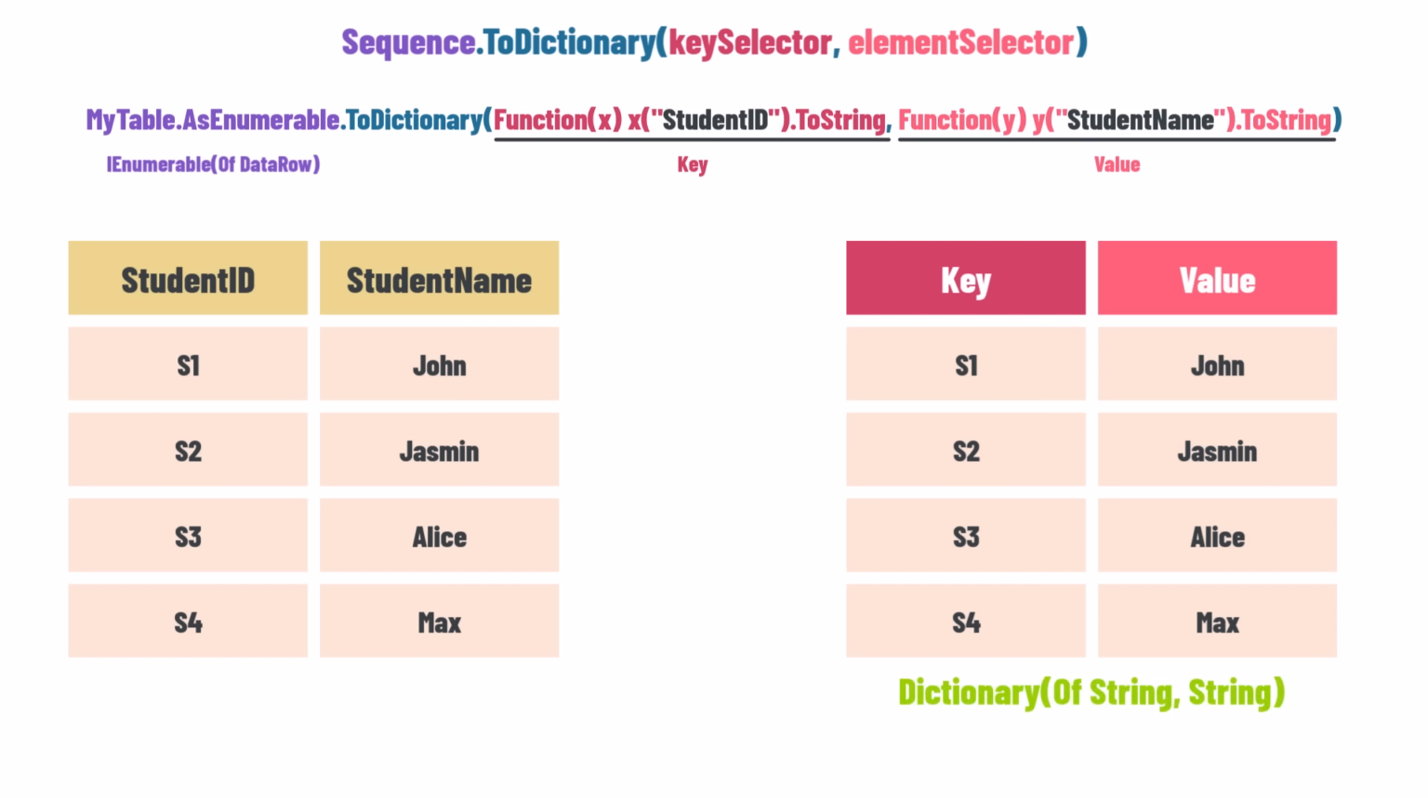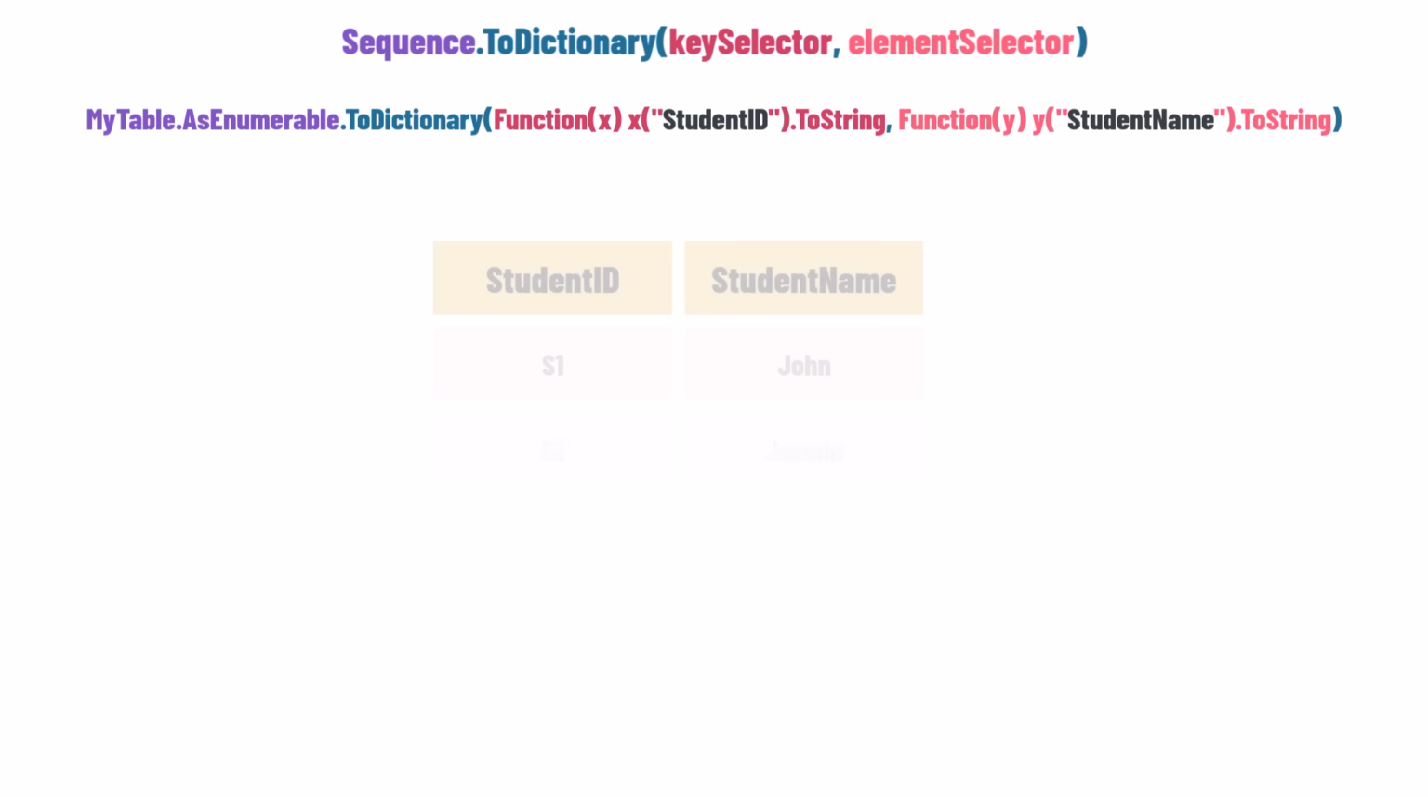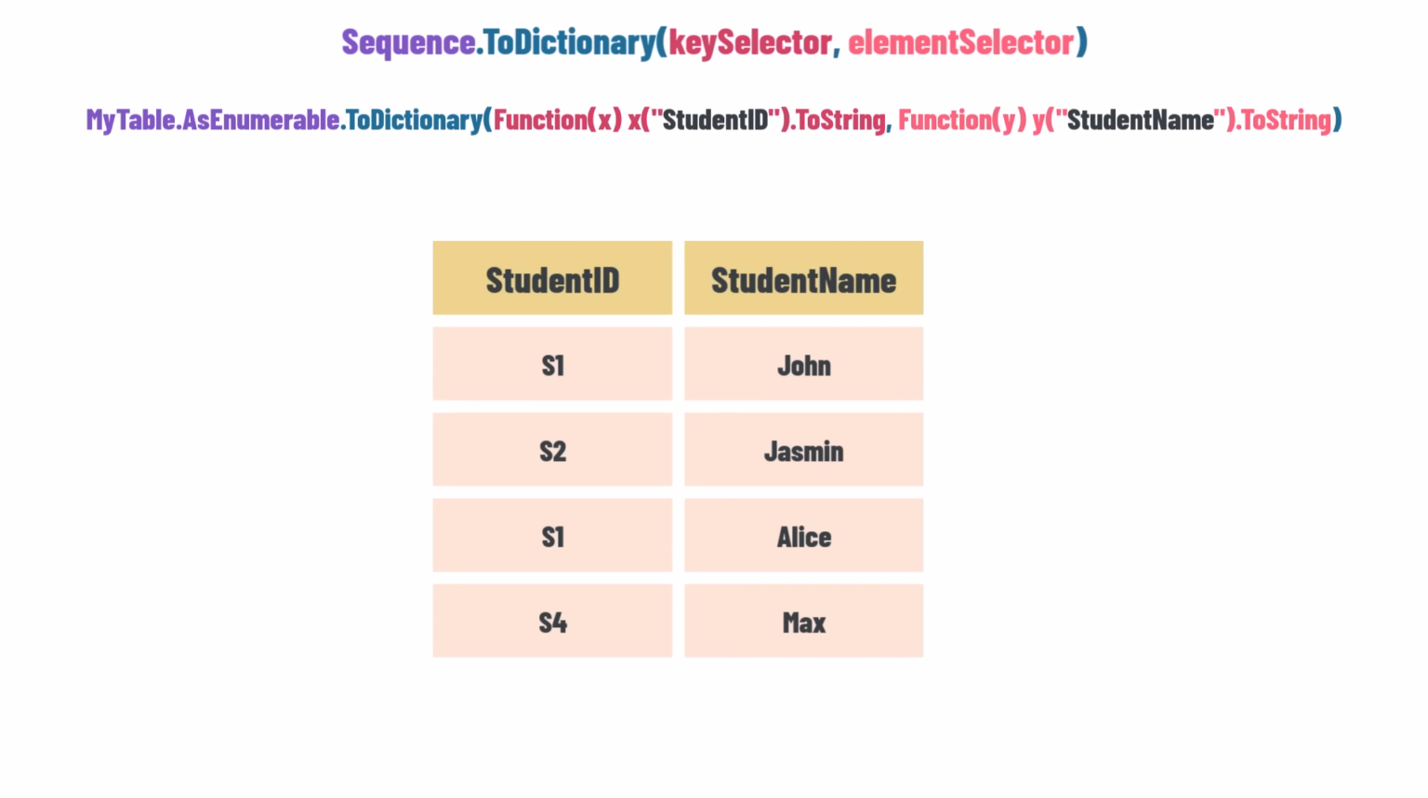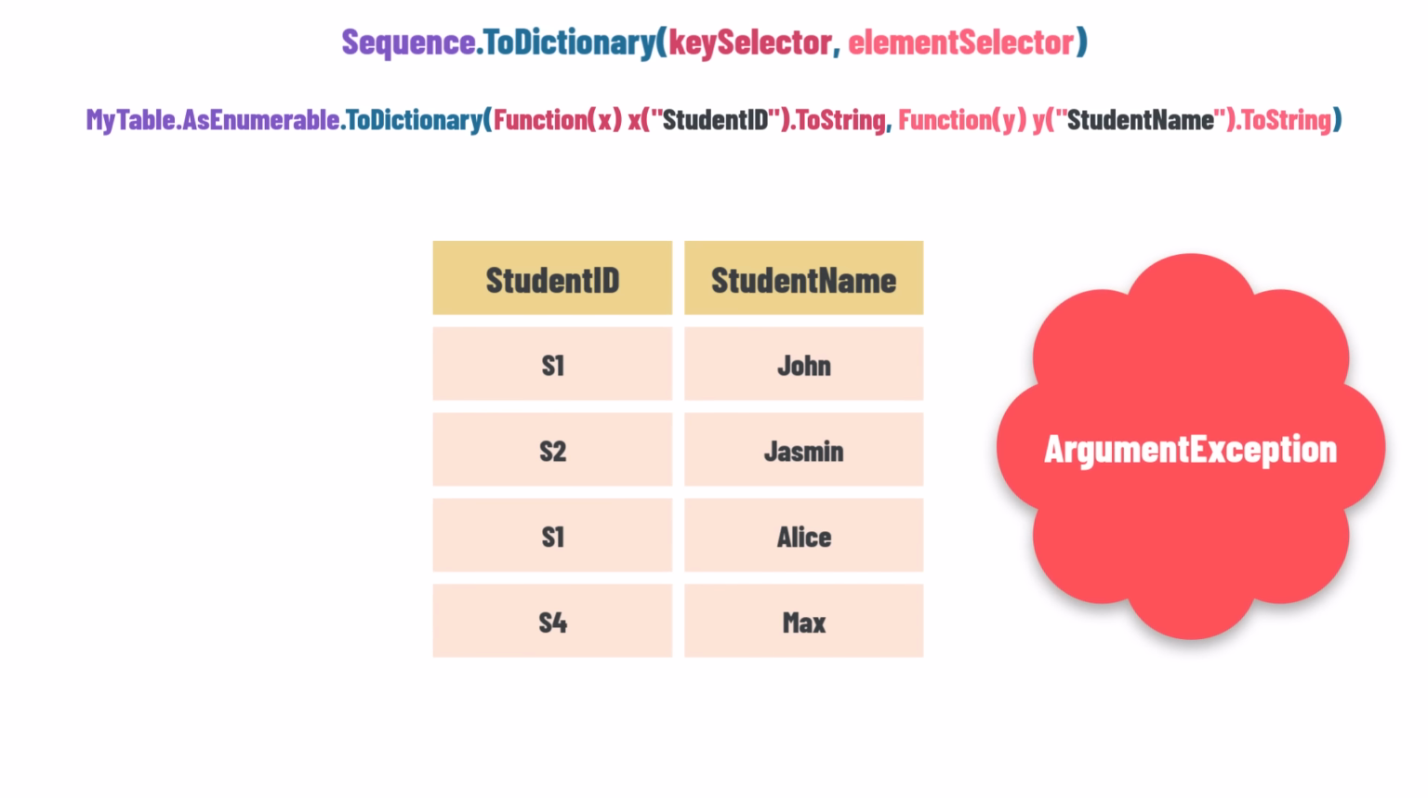I mentioned at the beginning of this video that a dictionary contains each key only once, unlike a lookup which could have a key more than once. So, back to our example. Suppose the content of the table is now as follows. As you can see, I have an ID more than once, which should be the key of the dictionary. So, what happens now if I am using this query? An argument exception will be thrown, because the key exists more than once.